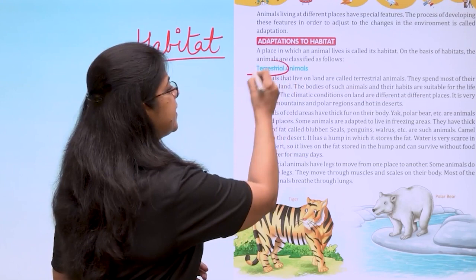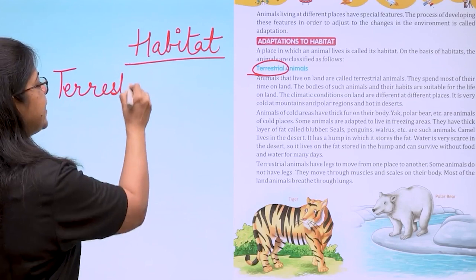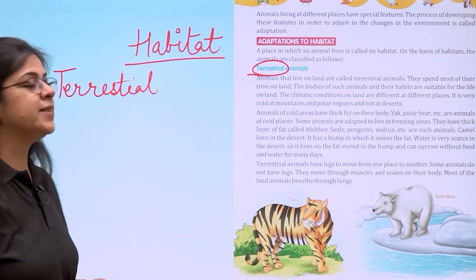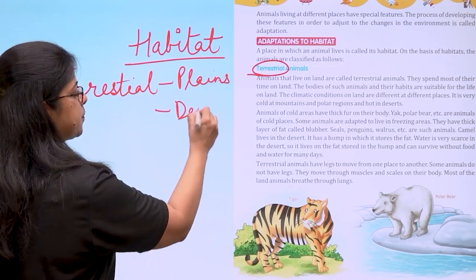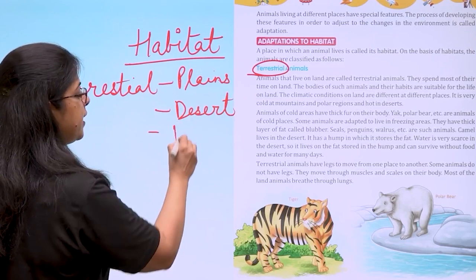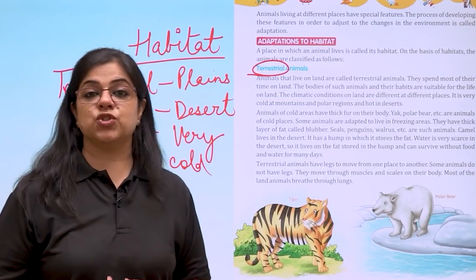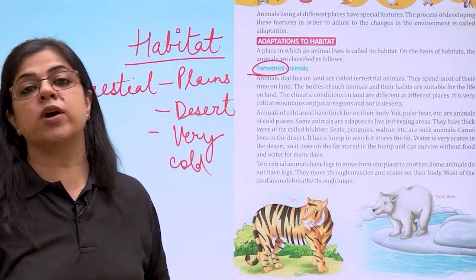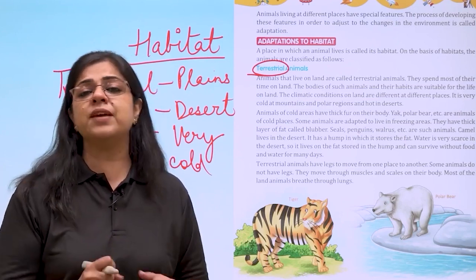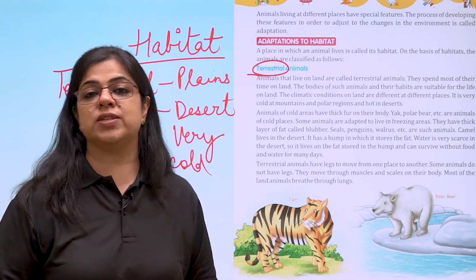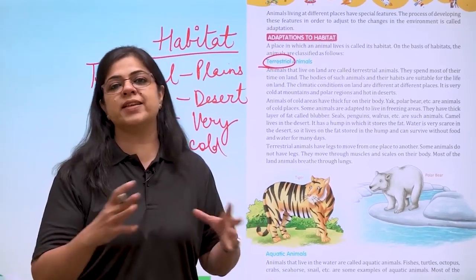The first habitat is terrestrial habitat. Terrestrial habitat means land habitat. Now, this land can be plains, it can be desert, it can also be very cold mountain areas. All the terrestrial animals have got very strong legs. This is because they have to walk long distances. They have a very well developed nervous and circulatory system. These animals also have skin color matching their environment.